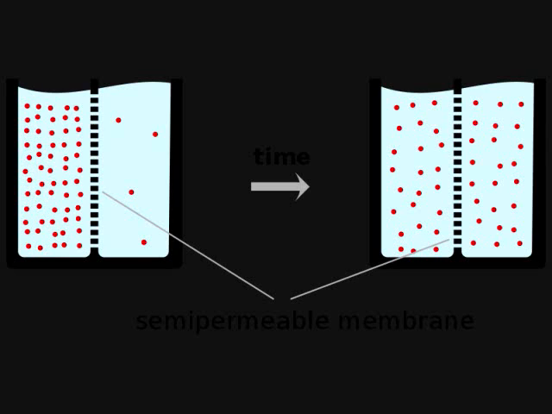Here is an illustration of an area of high concentration separated by a selectively permeable membrane from an area of low concentration. Again, over time, the molecules will move from high to low until equilibrium is reached.